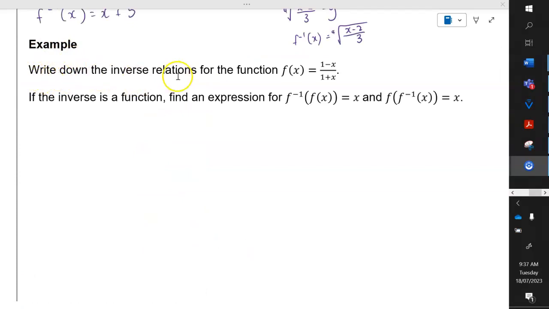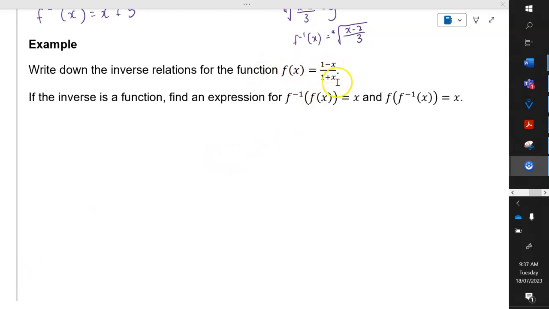It says, write down the inverse relation for the function f(x) equals (1 minus x) over (1 plus x). So we're going to swap the x and the y, and it's saying the inverse relation because we don't know if it's going to have an inverse function, as we may need to restrict the domain. Once we've done that, if the inverse is a function, we're going to find an expression for f of f inverse of x, and we know that equals x if you think of the last topic, and f inverse of f of x will also be equal to x. Okay, so let's just start with the first part.